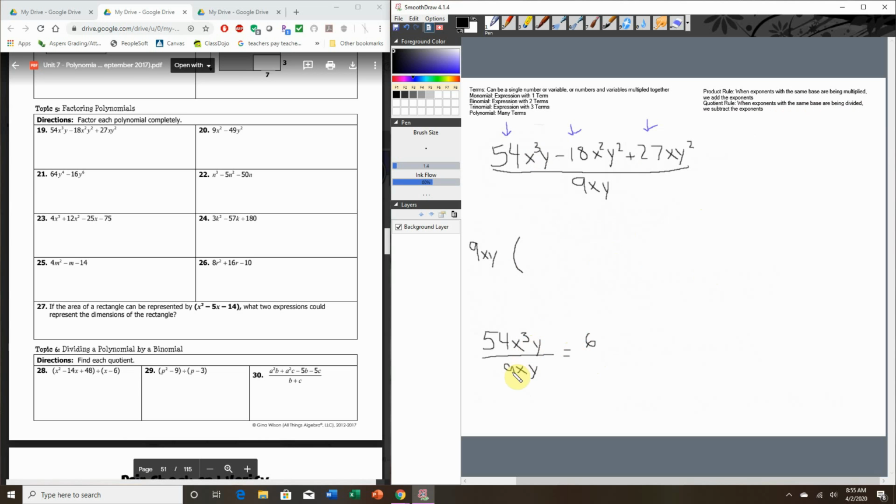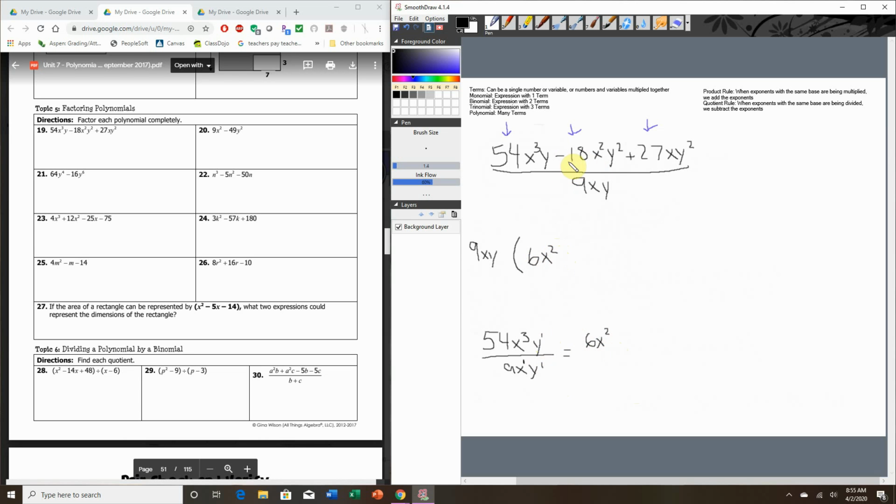So we have x cubed divided by x to the power of 1. So we're going to subtract 3 minus 1. It's going to give us 2. So we have 6x squared. And then we're going to do y divided by y. So that's y to the power of 1, y to the power of 1, and that's going to give us 0. So we're just going to be left with 6x squared.